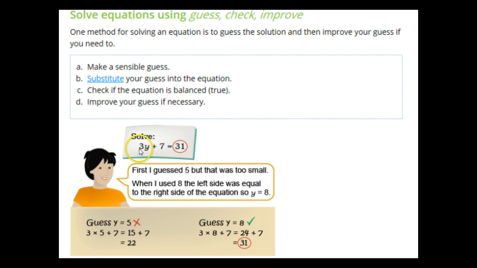So let's have a look at this example. We've got 3y plus 7 equals 31. This kid here, his first guess was 5, so he replaced the y with 5. So he did 3 times 5 plus 7, which is equal to 22, which isn't the same as 31. So y cannot be 5. So he's gone, okay, well let me try 8. That needs to be a bit higher. So 3 times 8 plus 7 equals 24 plus 7, which is 31. So y must be 8, because when y is 8, this side equals 31, which is what this side is telling you it has to equal.